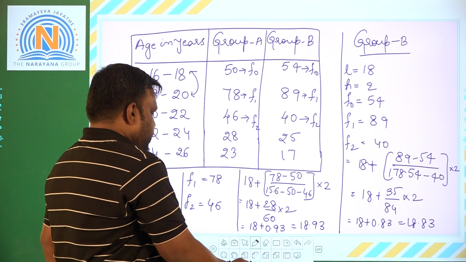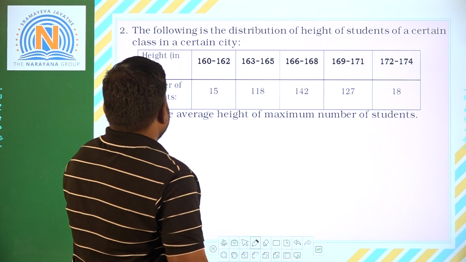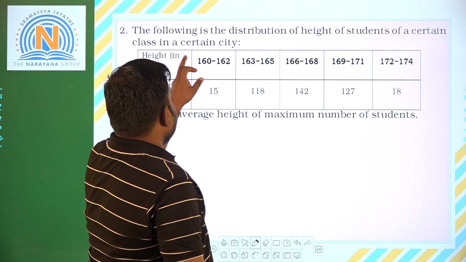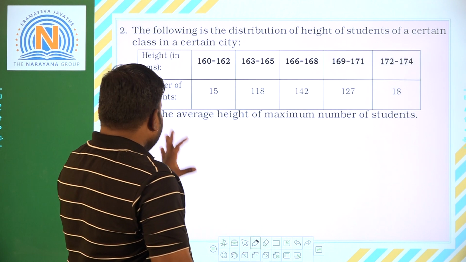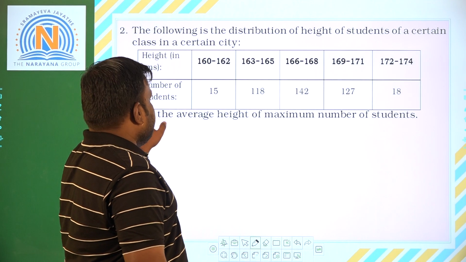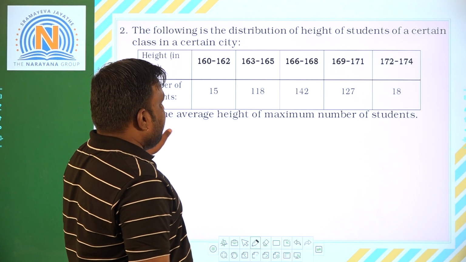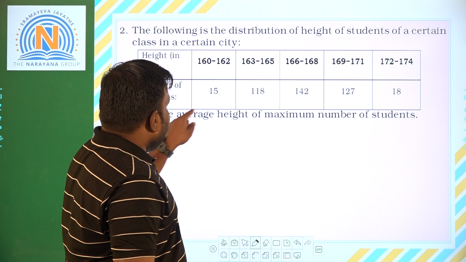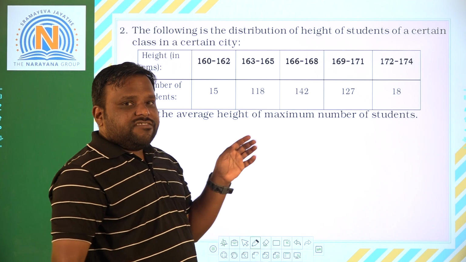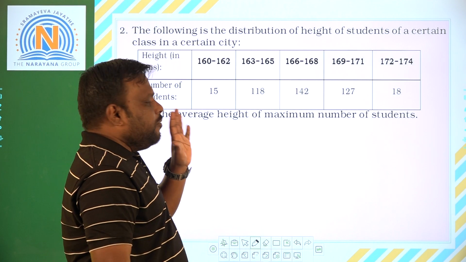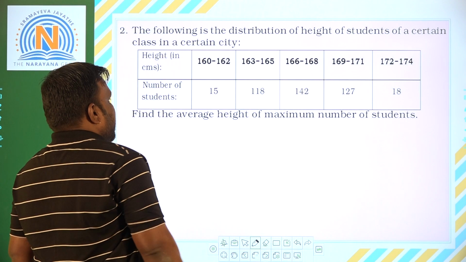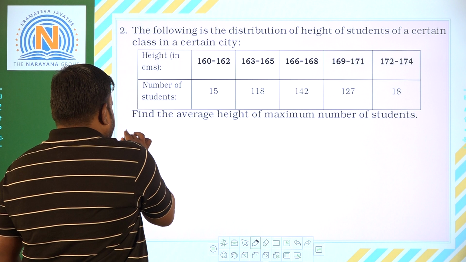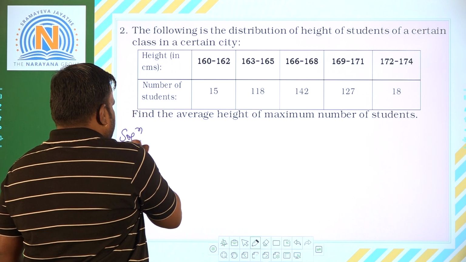Let us enter into the second question. The following is the distribution of height of students of a certain class in a certain city. Here also we have height in centimeters and number of students. Find the average height of the maximum number of students. The maximum number of students will be considered under the mode part. So we have to find the average height of those maximum number of students. Again, we are going to find the mode for this one.